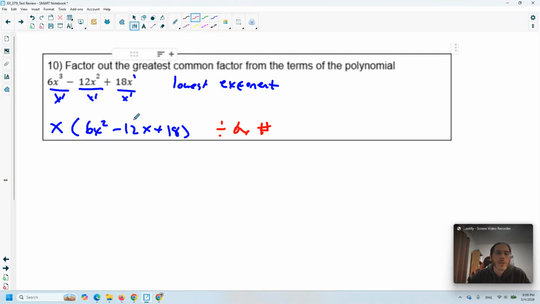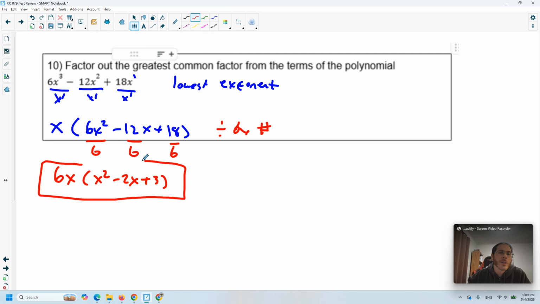18 is too much. 12 is still too much, but 6 will actually work. So I'm just going to divide everything by 6. So 6 divided by 6 would be 1. Don't need to write the 1. Negative 12 divided by 6 is negative 2. And then 18 divided by 6 is 3. And that's it. We've factored out the greatest common factor, so now we're done. So that's what we have to do. This time the whole expression is the answer, not just the 6x.